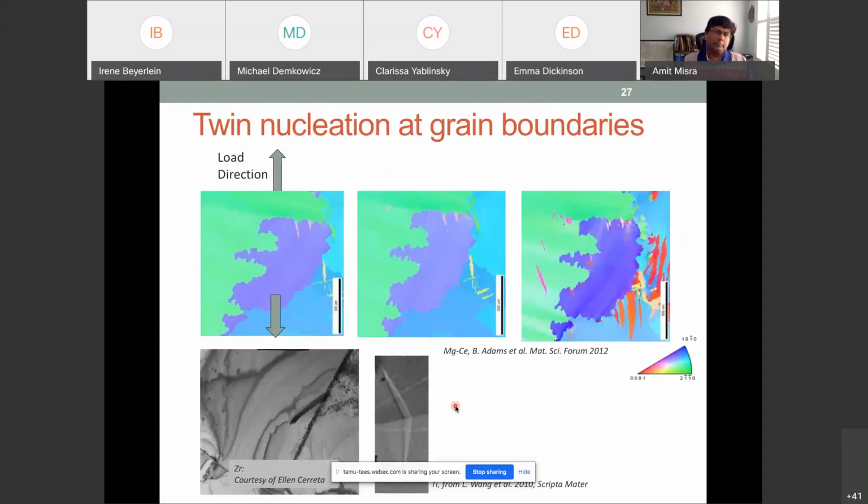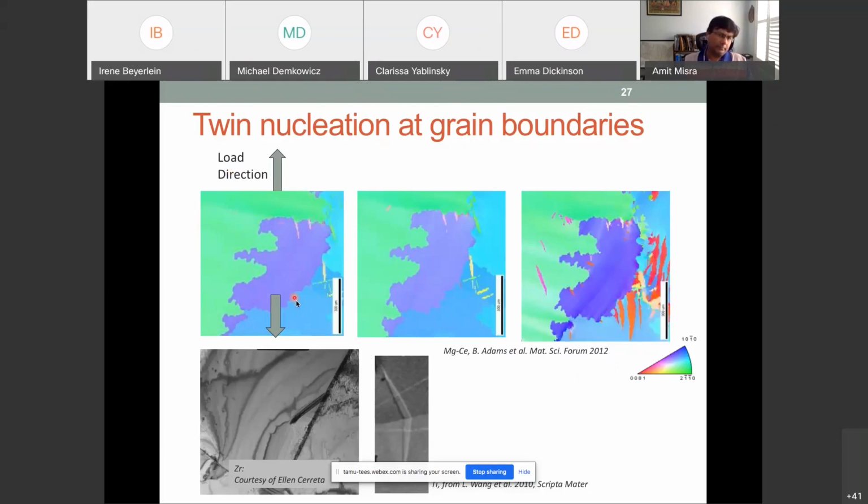Now, some of the more common observations, if you don't have a single crystal pillar and you have a polycrystal material, is that they would prefer to form at grain boundaries. So here, I took this from what I thought was nice in situ work. At the time, in situ EBSD was rather new. We see here we have a magnesium cerium material.